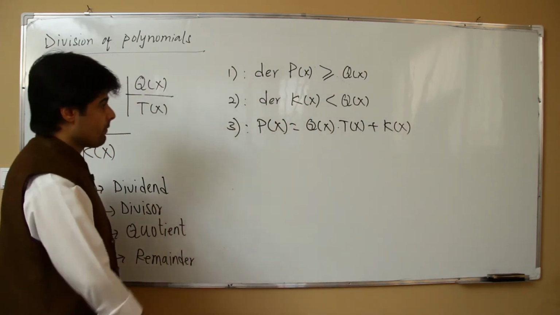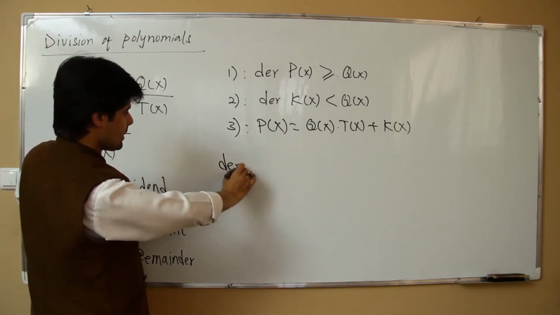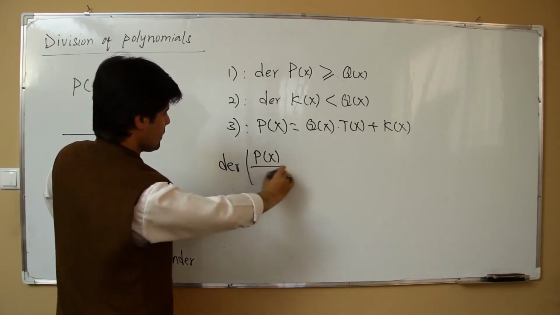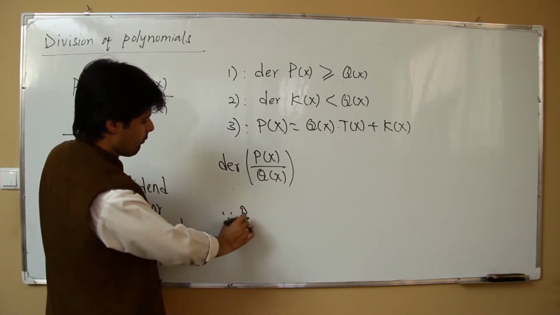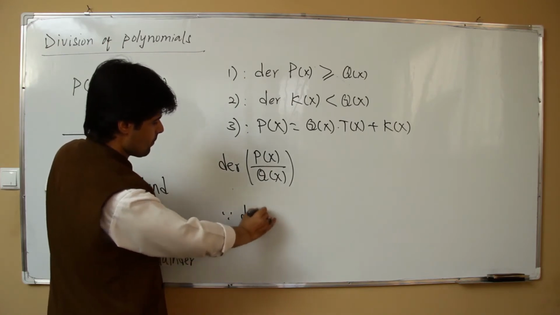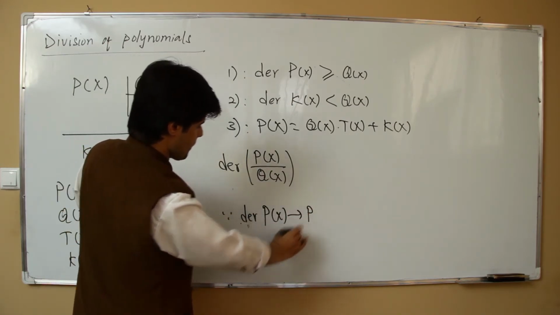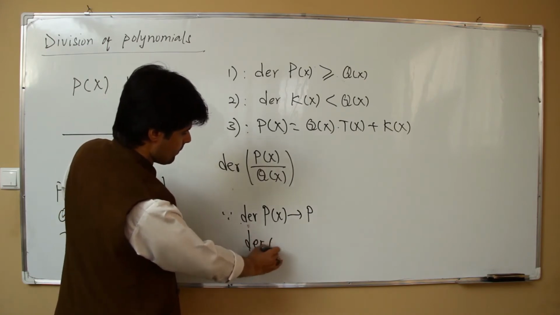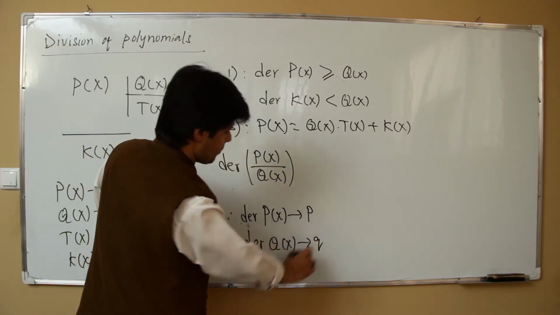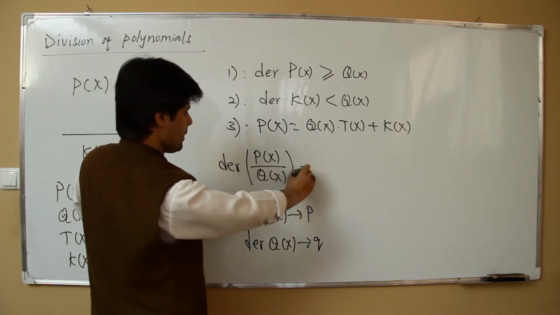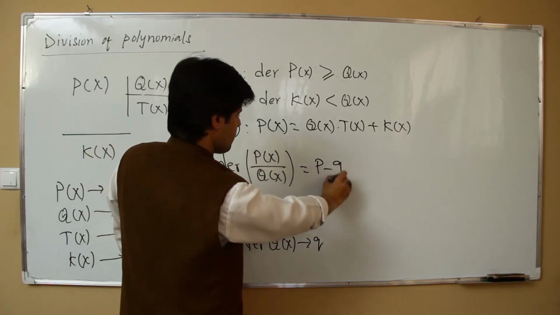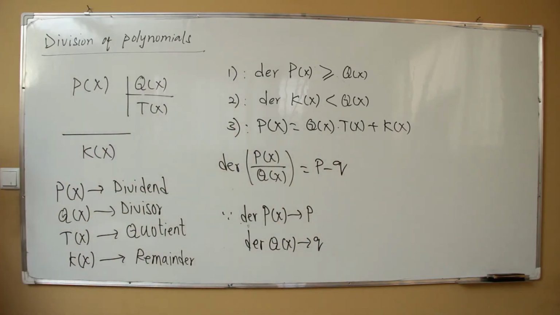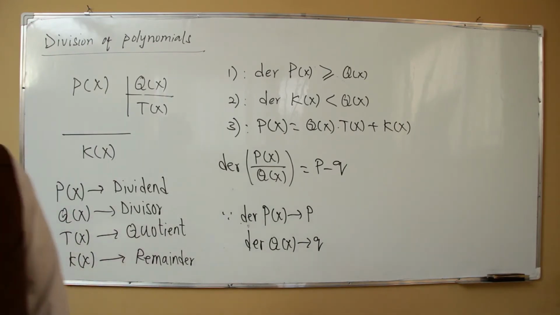k(x). If I ask what is the degree of p(x) divided by q(x), whenever the degree of p(x) is p and the degree of q(x) is q, the degree of the division of p(x) divided by q(x) is p minus q. I think you have got it. Write it. We will come to an example, inshallah.